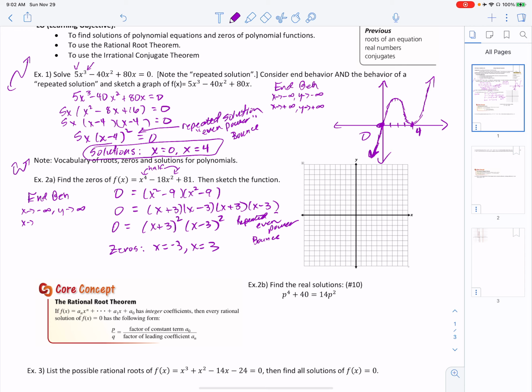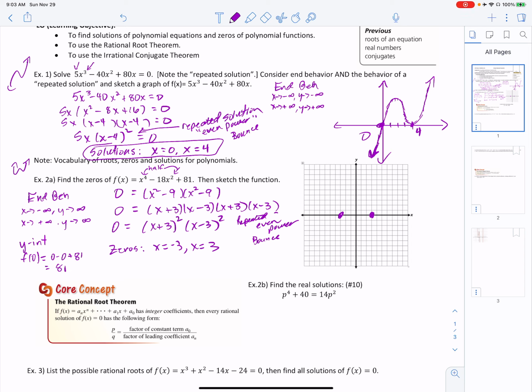As x goes to positive infinity, y is going to positive infinity. And so we have a 0 at -3, and at 3 we have a 0. The y-intercept, f of 0, is 0 minus 0 plus 81. So it is at 81.